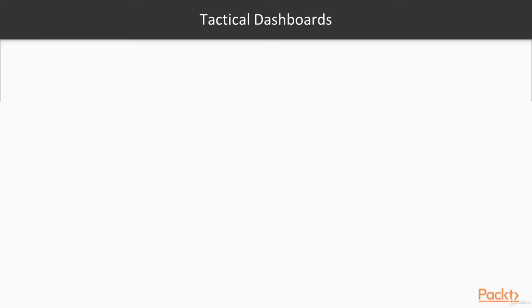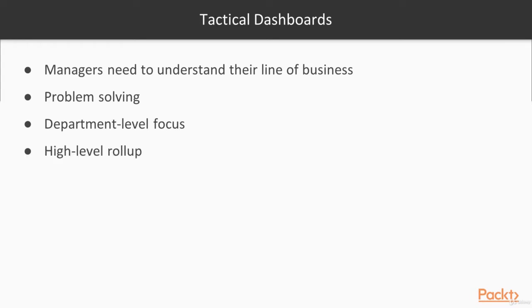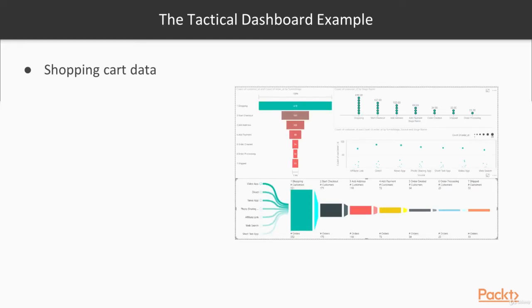Tactical dashboards are often aimed at managers looking to understand what's going on in their line of business. They're looking to predict, diagnose, and solve problems. So, tactical dashboard hallmarks include a department-level focus, high-level roll-up, and drill down from totals to details. To this end, we'll add some sales pipeline data to the customer data we started with in Section 1.